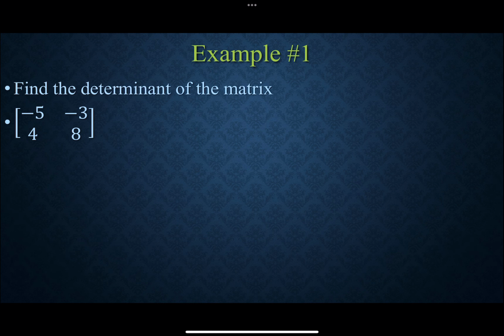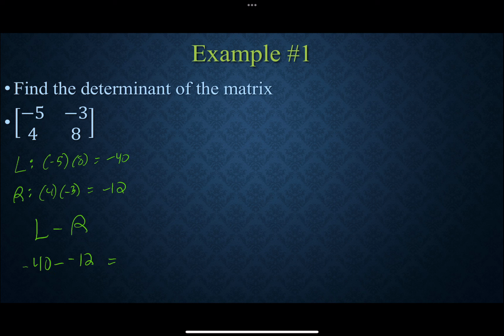So for our 2 by 2, we're doing our left diagonal, which would be negative 5 times 8, which is negative 40. Our right diagonal is 4 times negative 3, which is negative 12. And it's always left minus right. So it's negative 40 minus negative 12, which is going to be negative 28. So that's the determinant of that particular 2 by 2 matrix.